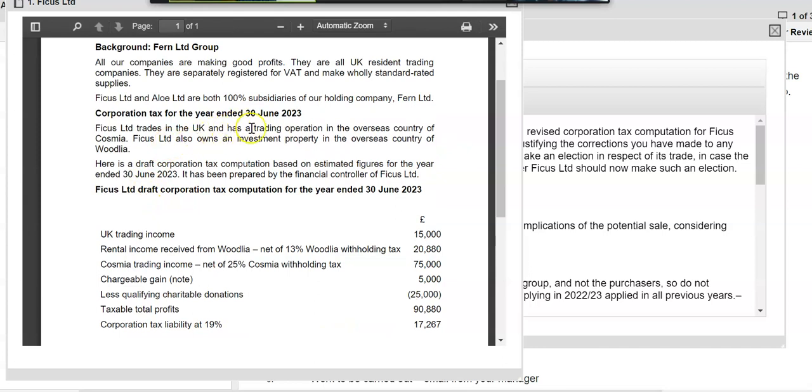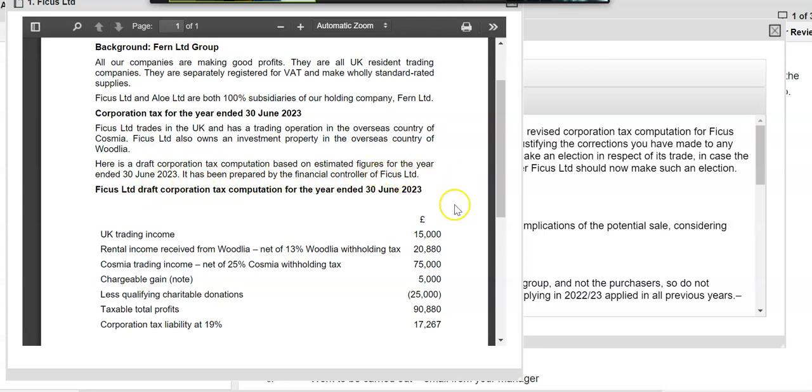Corporation tax for the year ended 30 June 23. Fiscus Limited trades in the UK and has trading operations in the overseas country of Cosmia. Fiscus Limited also owns investment properties in the overseas country of Woodlea. So investment property in an overseas country. Here is a draft corporation tax computation based on the estimated figures for the year ended 30th June 2023. It has been prepared by the financial controller.